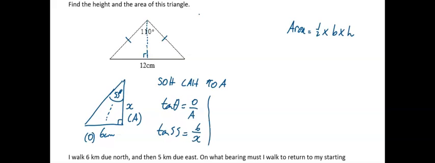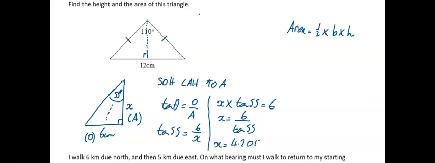So this is one of the trickier type of ones. You've got to multiply across by the x, so you have x times tan of 55 is equal to 6, which means x is equal to 6 divided by tan of 55. And if you do that on your calculator, 6 divided by tan of 55, press equals, what I have got is 4.20125. I will go for 4.20125. So I've gone to 5 decimal places. And we're now ready to find the area.